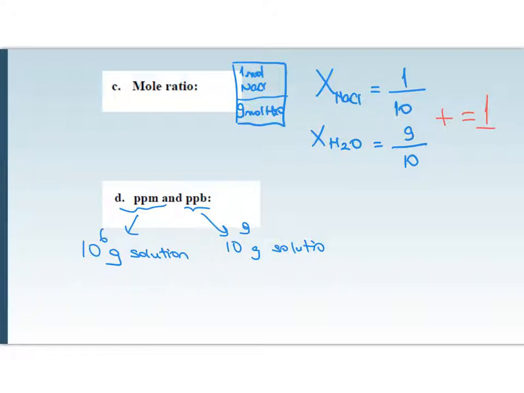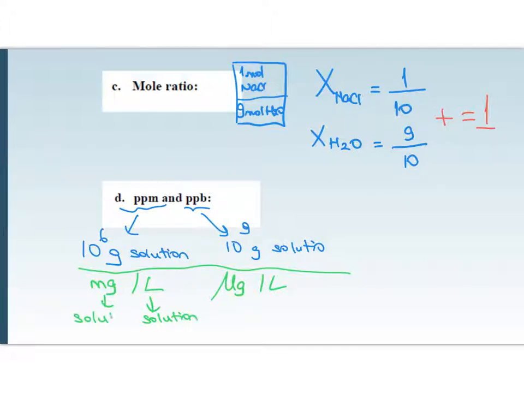But on some occasions, in fact, the SI unit of ppm is milligram per liter, and for ppb it is microgram per liter. So this is the volume of solution. This is the mass of solute, and the same thing is valid for ppb here.